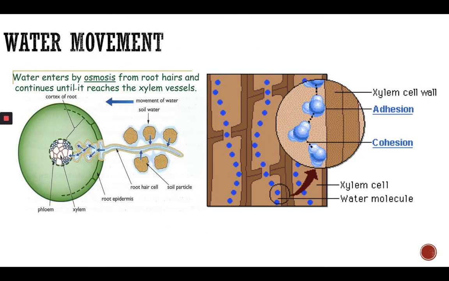So water movement, as you know, water enters by osmosis from root hairs and continues until it reaches the xylem vessels. You might wonder how water actually enters the root hairs and goes up to tall trees. It is because of the water properties, adhesion and cohesion. Cohesion means that water molecules stick to each other, and adhesion means water molecules stick to certain substances. That's why they are easily moved up to tall trees through certain vessels.